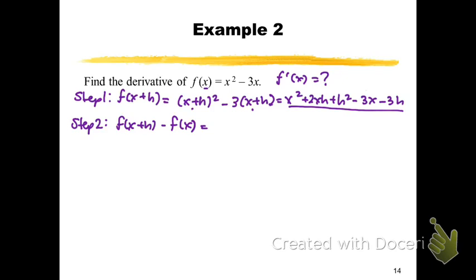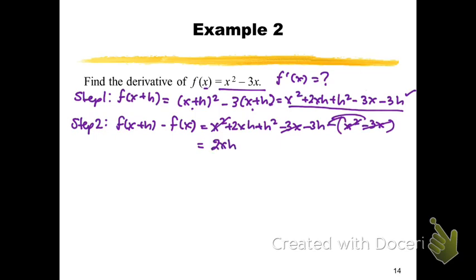Now, step 2 says f of x plus h minus f of x. So we take the f of x plus h that we found in step 1: x squared plus 2xh plus h squared minus 3x minus 3h, minus, what was our original f of x? x squared minus 3x. When I distribute this negative, x squared minus x squared cancels, and the minus 3x becomes a plus 3x. So I'm just left with 2xh plus h squared minus 3h.